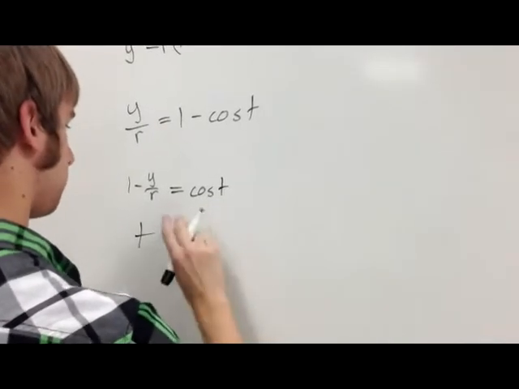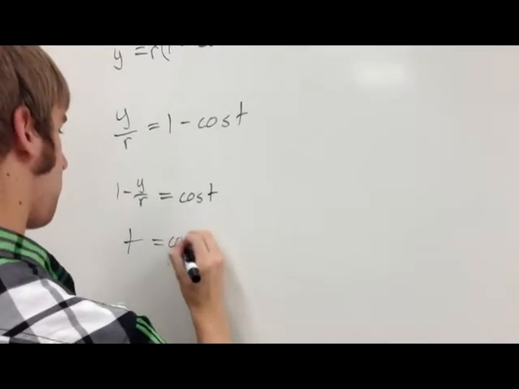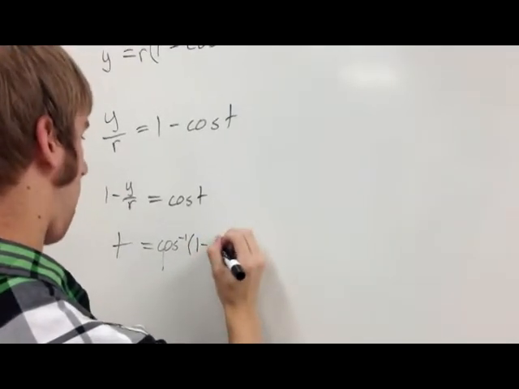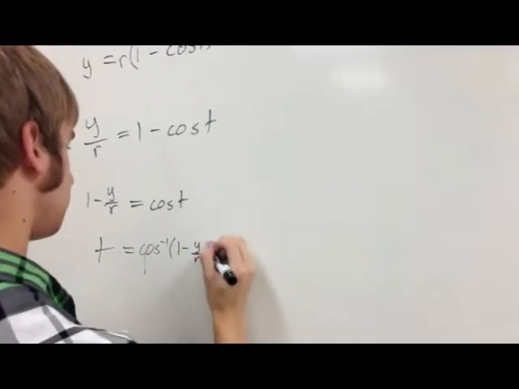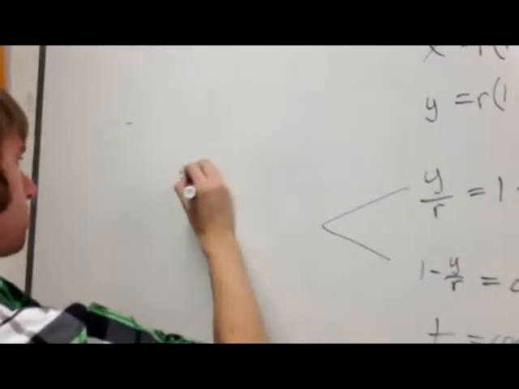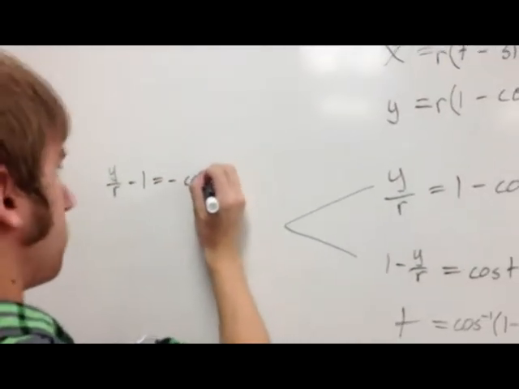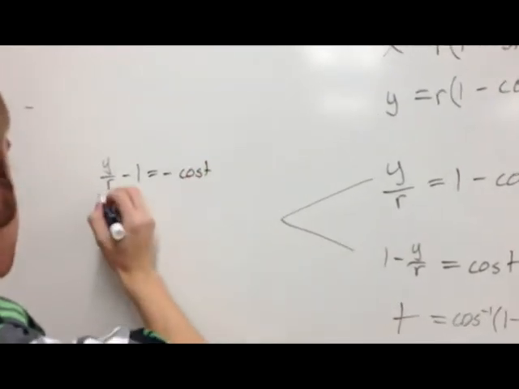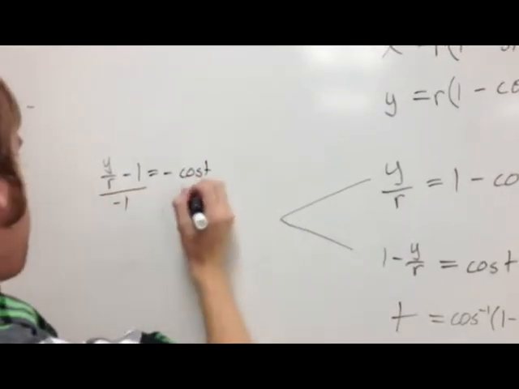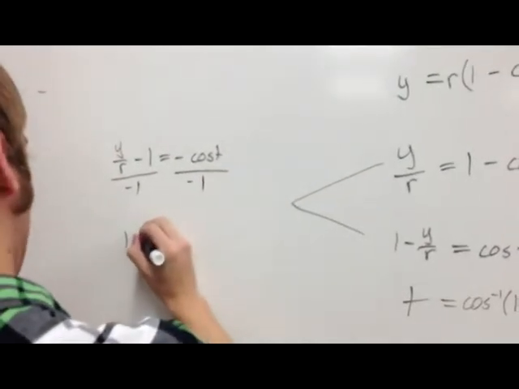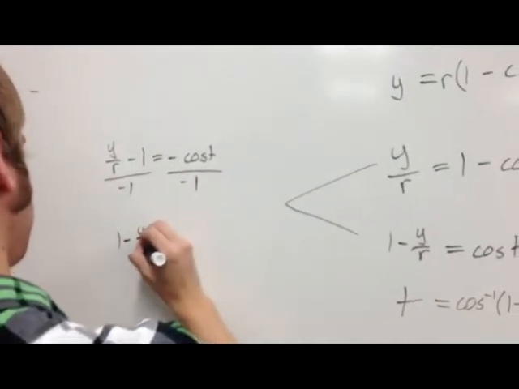Because the y equation only has one t, Troy is solving for that t and then plugging that in any place that he sees t in the x equation. Here Troy is showing you how he went from y over r equals 1 minus cosine of t to t is equal to inverse cosine of 1 minus y over r.